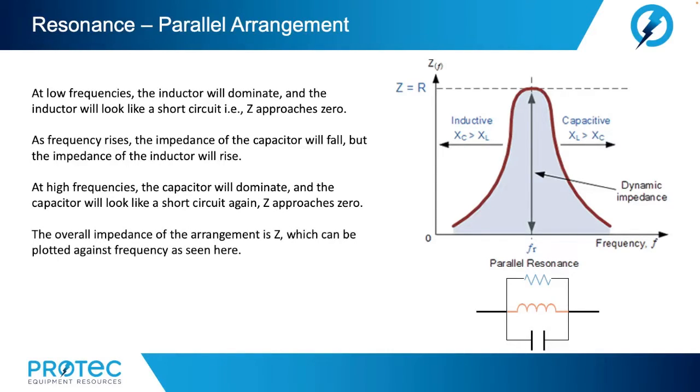The overall impedance of the arrangement is Z, which can be plotted against frequency as seen here. The point of maximum impedance is the resonant point. This occurs when X sub L is equal to X sub C.